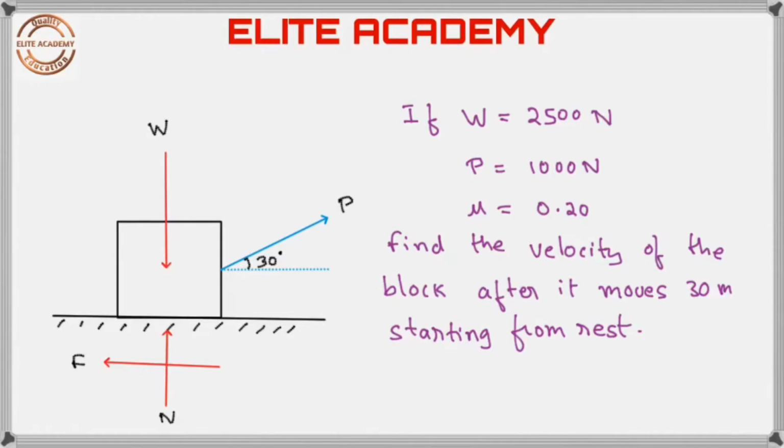So, when the block tends to move towards right side, then the friction acts in the opposite direction. Therefore, frictional force F acts towards left side. In this problem, W is equal to 2500, P is equal to 1000 newtons, mu is equal to 0.20. We need to find the velocity of the block after it moves 30 meters starting from rest.